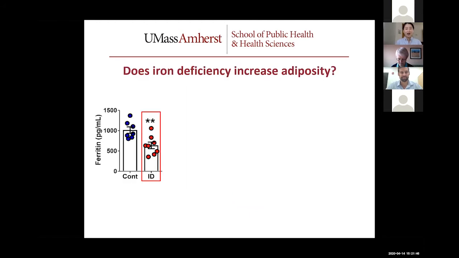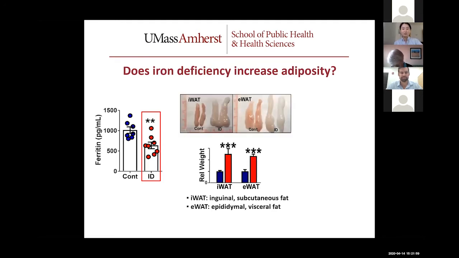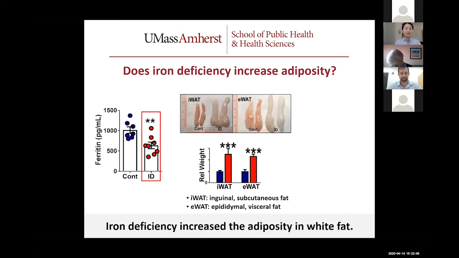We found that iron was depleted in the iron deficiency animal model through the data showing a significant reduction in serum ferritin, which is an iron storage protein. We saw a dramatic increase of fat mass and weights of subcutaneous and visceral fats, suggesting that iron deficiency increased the adiposity in white fats. And a significant decrease of iron content was observed in iron deficient subcutaneous fat.